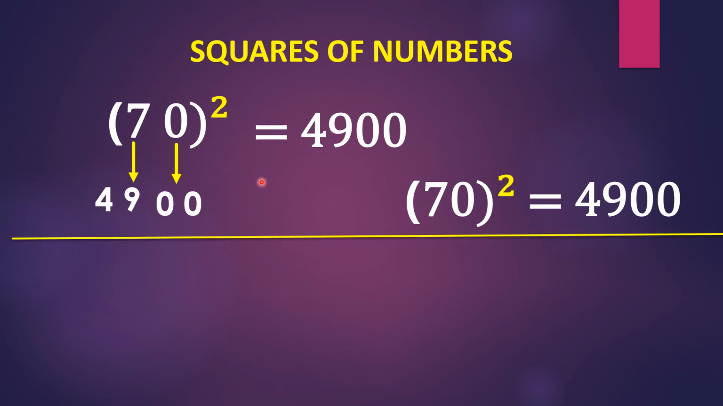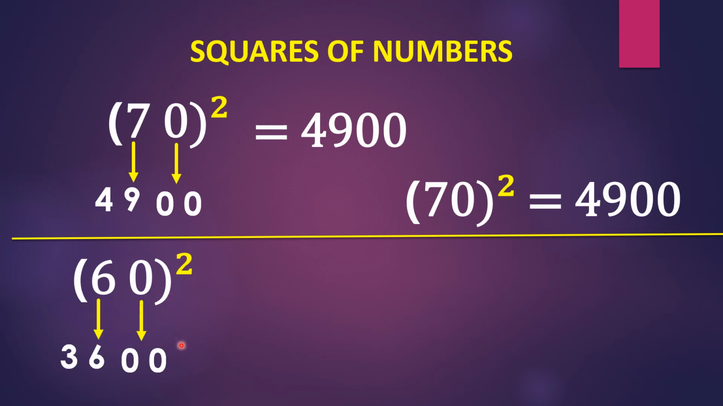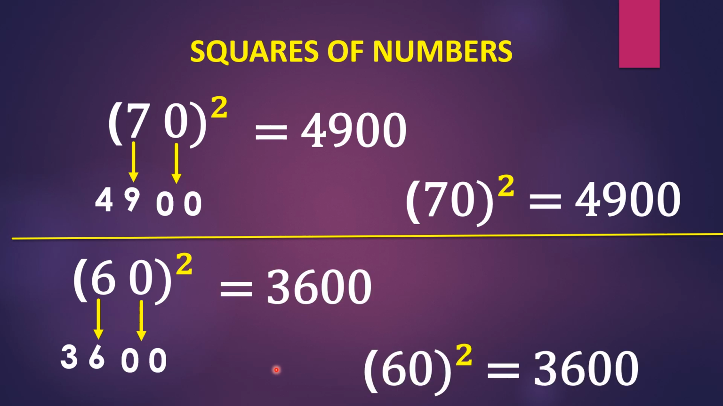In the same manner, if you consider one more example, you can see 60 square. So what will be the answer? 6 square is 36. 0 square is 0 0. So directly you can write the answer as 3600. Therefore, 60 square is 3600. So when zeros are there, you can follow this method.